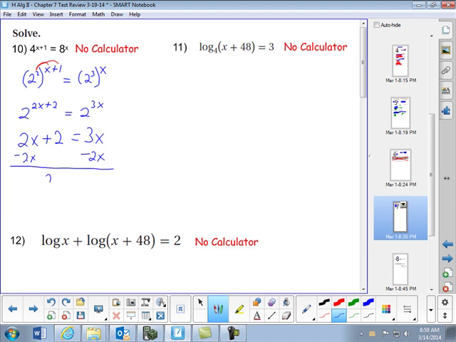Sorry guys, I'm working on this slate, doing the best I can here. So we get 2 equals x. And there is your solution, and you could check it and it will work. Okay, how about number 11?